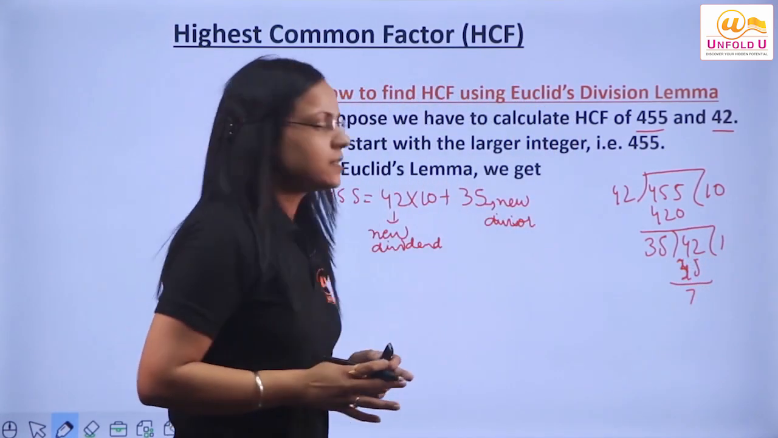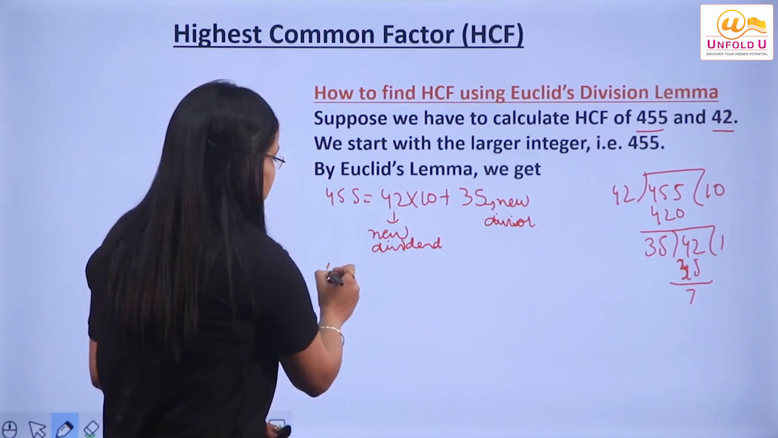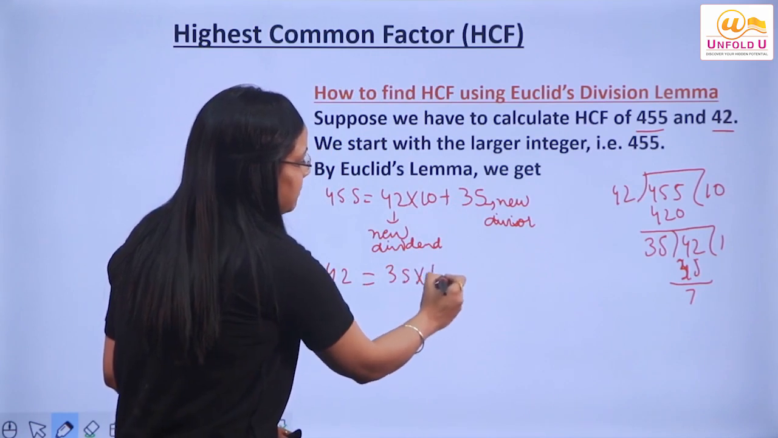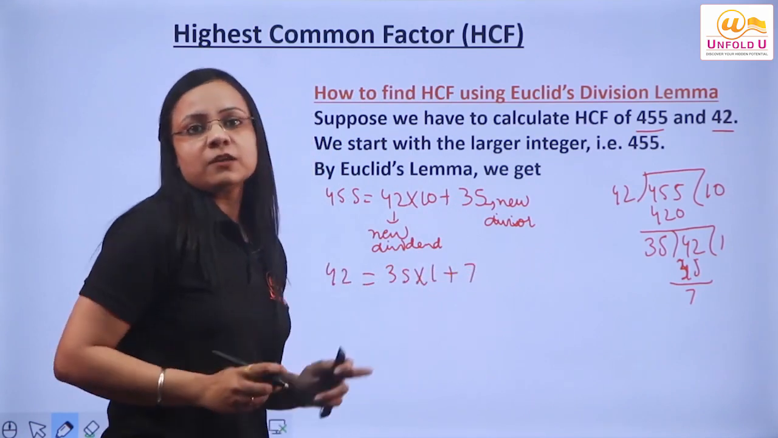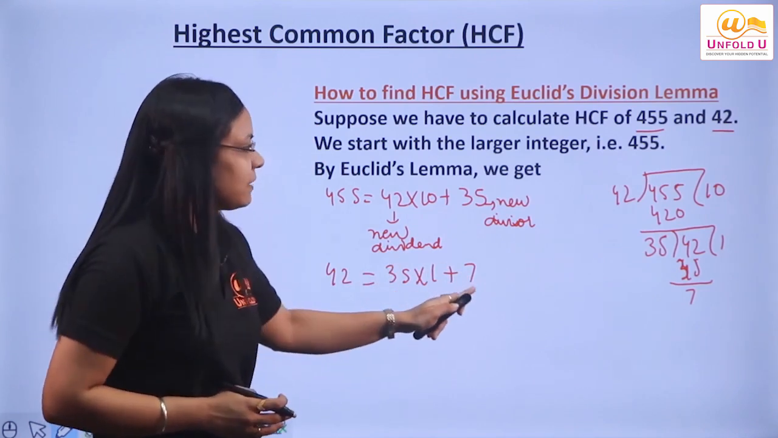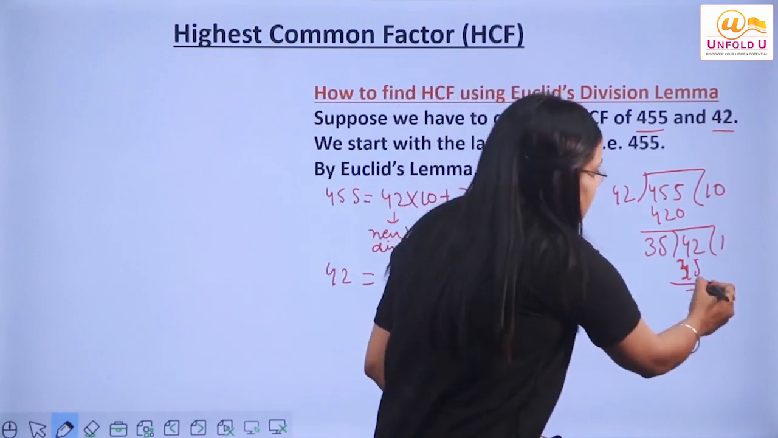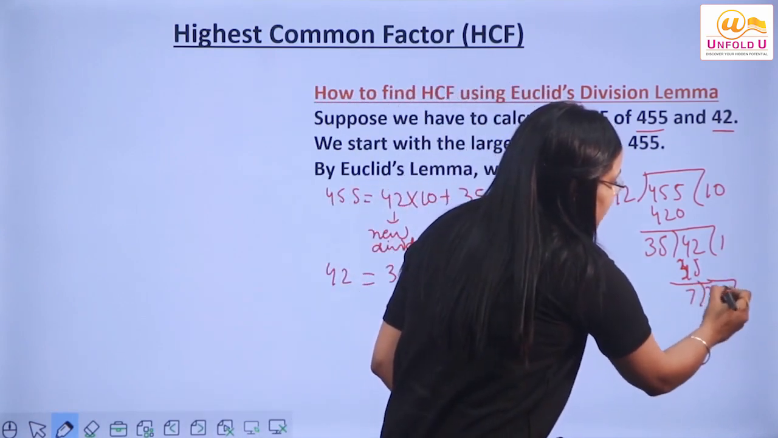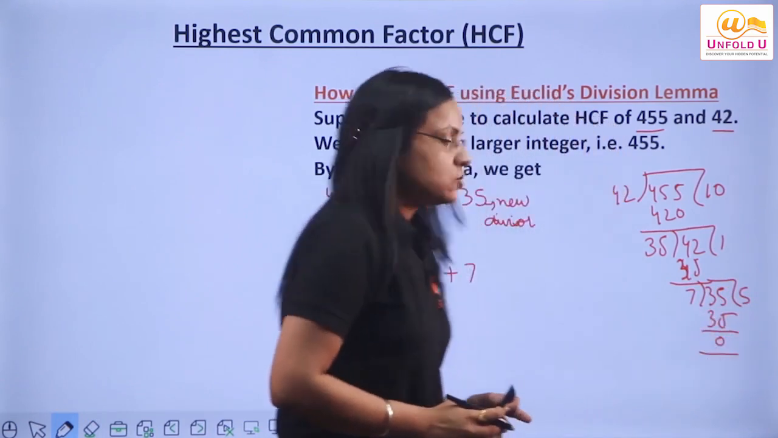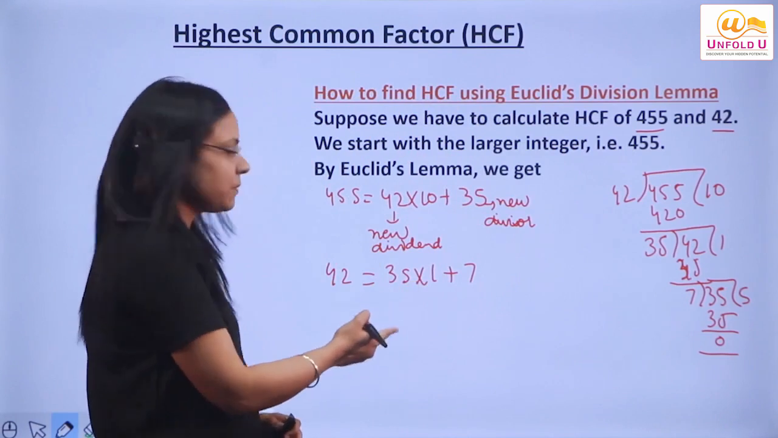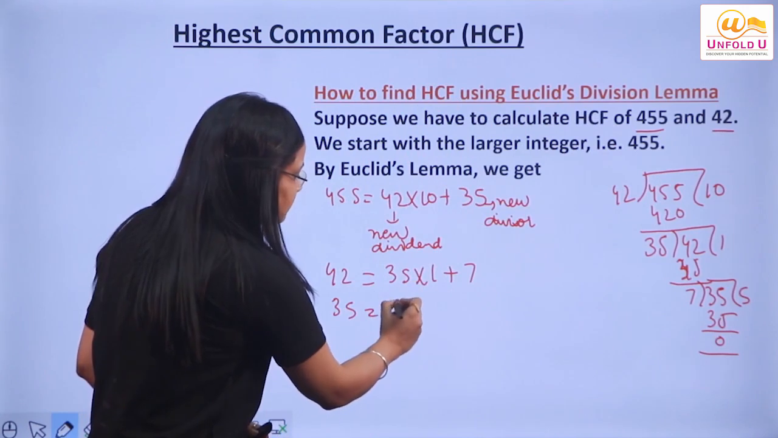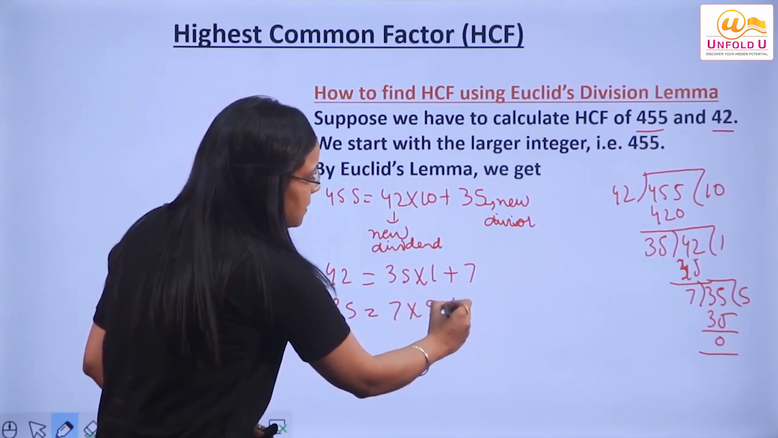So again using Euclid's division lemma, we can write that 42 is equal to 35 into 1 plus 7. Now again the remainder is not equal to 0. So this 35 becomes the new dividend and 7 becomes the new divisor. So we divide 35 by 7. So this time we get remainder to be 0. So using Euclid's division lemma, we write this like 35 is equal to 7 into 5 plus 0.